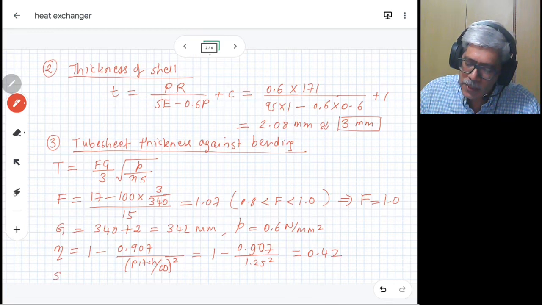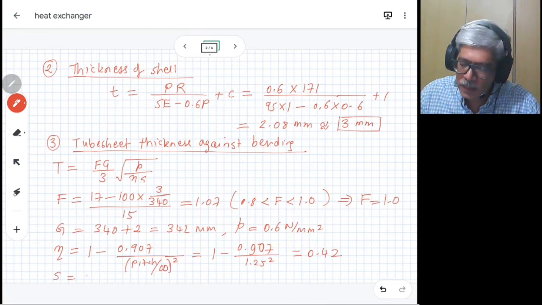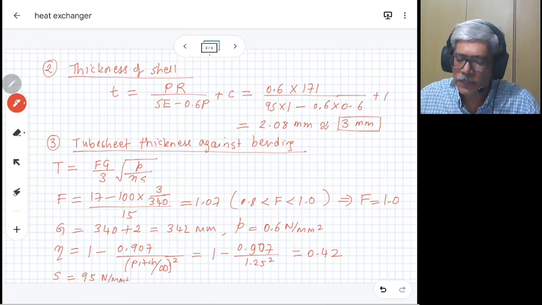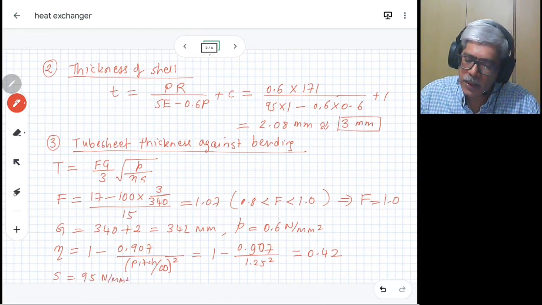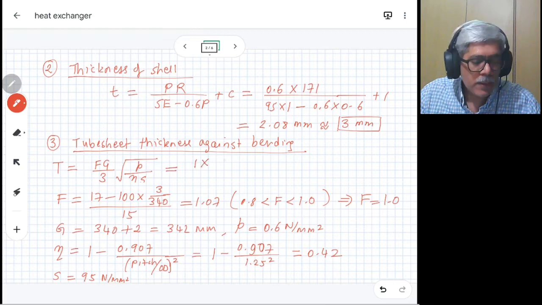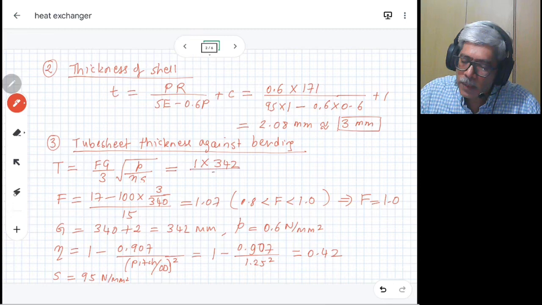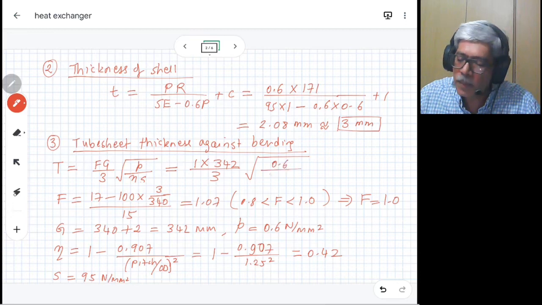And the allowable stress is given in the problem itself as 95 Newton per mm square. By substituting these numbers into the formula, we will get thickness as F is 1, G is 342 divided by 3 into under root 0.6 divided by the efficiency, which is 0.42, into allowable stress, which is 95.